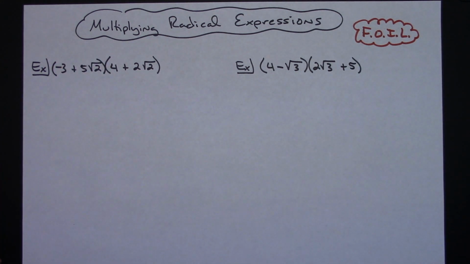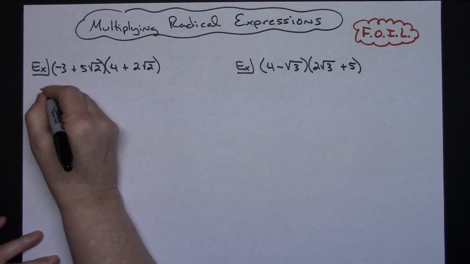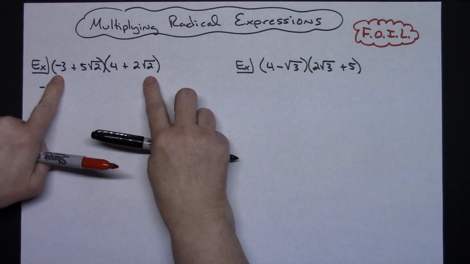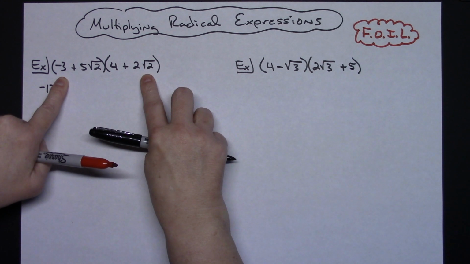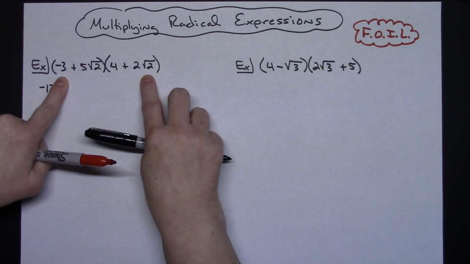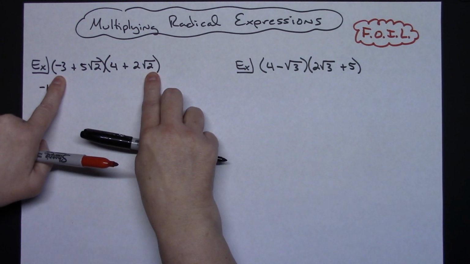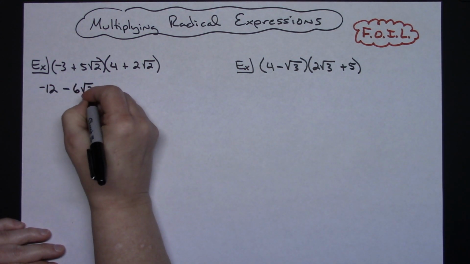So in working this one out, I'm going to take that -3 times 4, and I'm going to get a -12. For outside terms, I'm going to take a look at the two outside terms. I've got an integer here with a 2 radical 2. Multiplying here says I can multiply the numbers that are out in front and then keep that remaining radical. So I'm going to have a -6 radical 2.